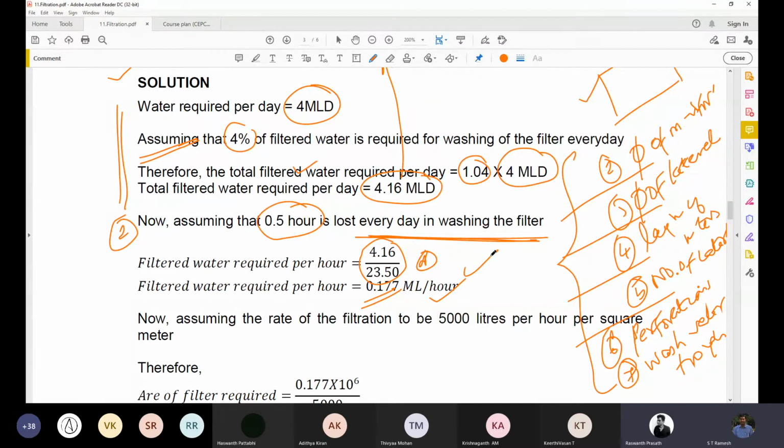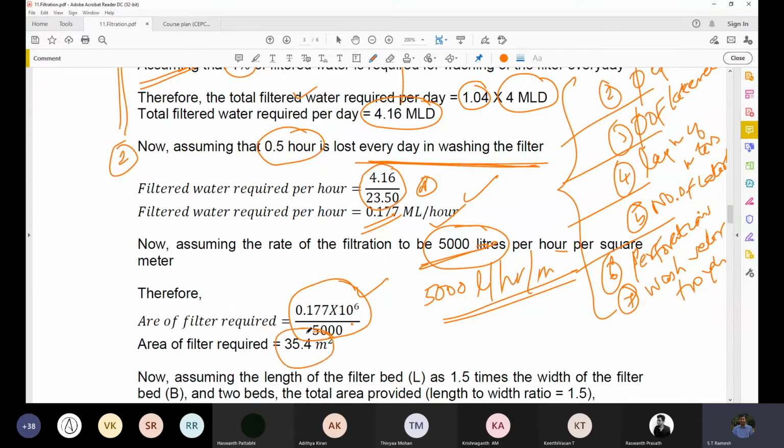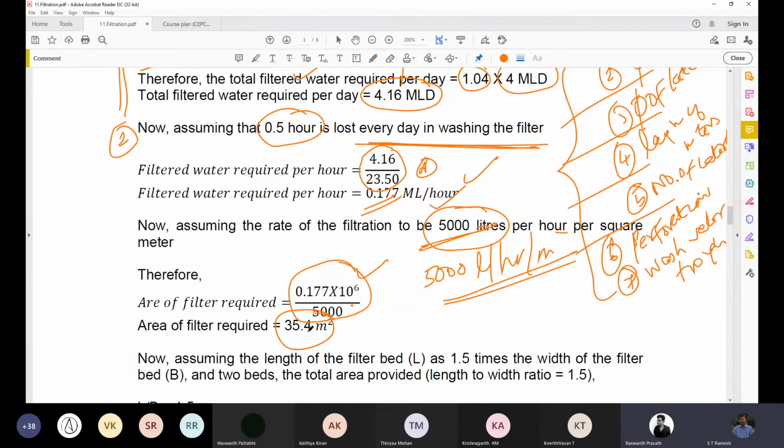The second step is very simple. The third is that you can assume a rapid sand filter with a filtration rate of 5,000 liters per hour per square meter. That is your filtration rate. The total flow is known, divided by 5,000 liters per hour per meter square, so you can find the area of the filter as 35.4 meter square.